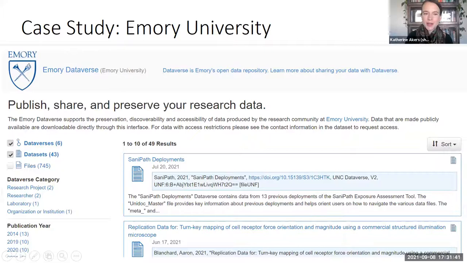Once you develop a data repository, though, you have to market it and make researchers aware of it. That's also a big task: making researchers aware that there is this data repository, and explaining how using it would be beneficial to them. Emory has had this data repository for 8 or 10 years, and it's still fairly small. There are 43 total data sets in it, which is not huge. So this is a fairly small repository.